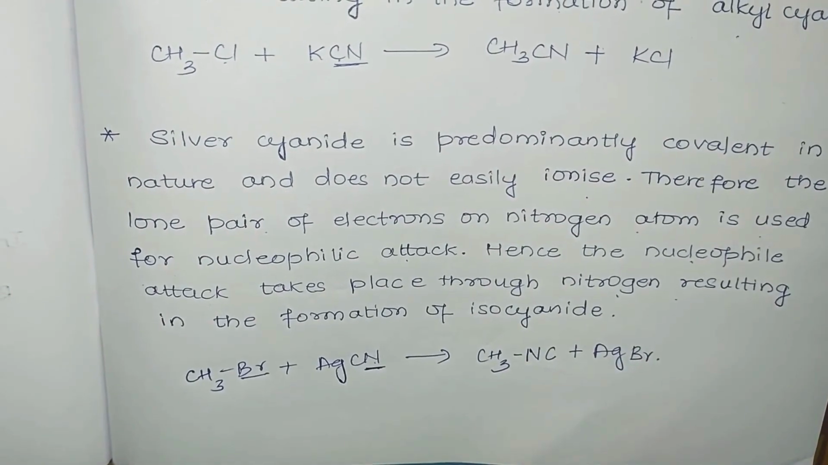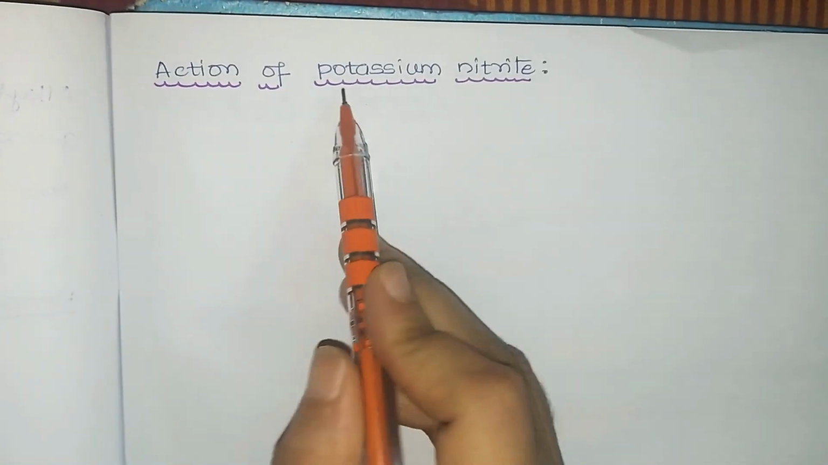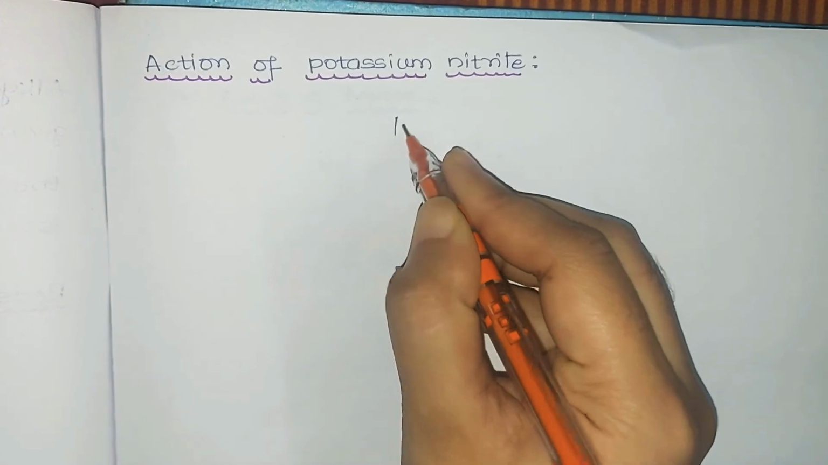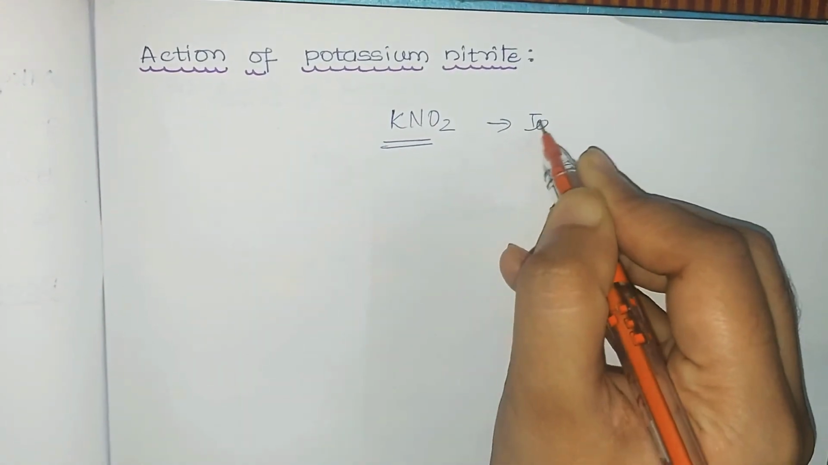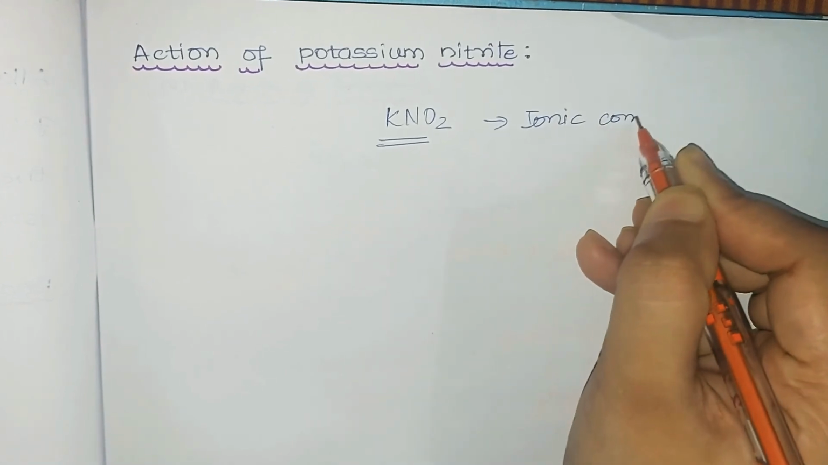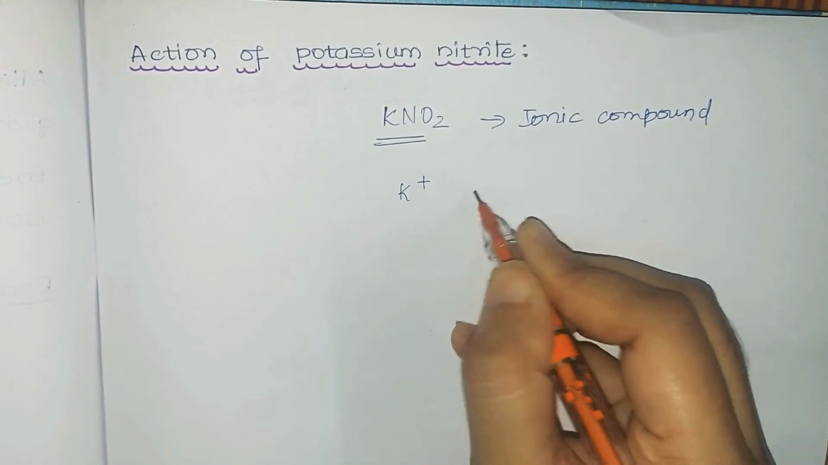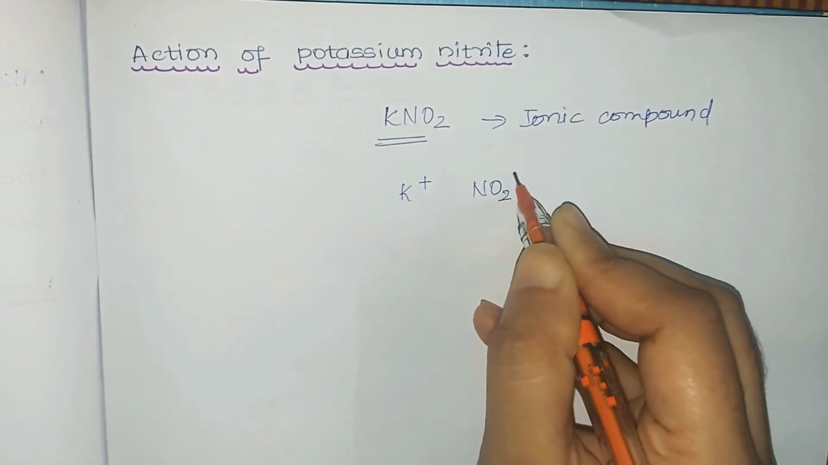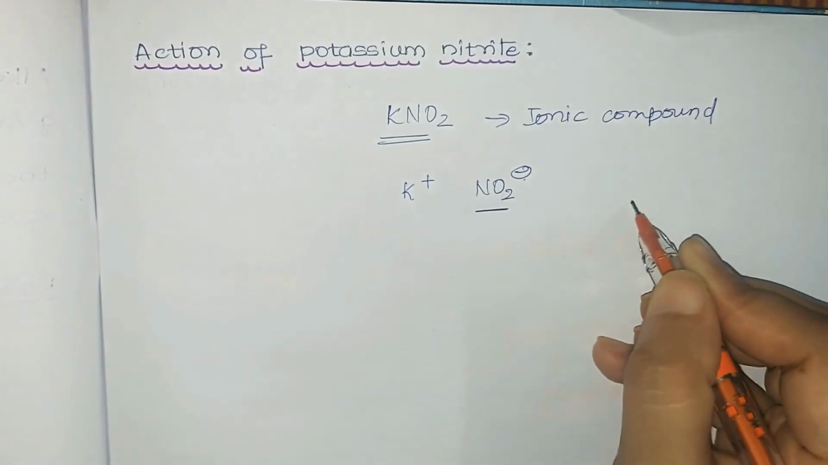Next is action of potassium nitrite. So what is the formula for potassium nitrite? KNO2. So here we'll consider the type of compound, it is which compound? Ionic compound. Why? Because potassium is a metal, it will be positively charged, NO2 will be negative charge. But on which atom is this negative charge present? To know that, we will write the Lewis dot structure.